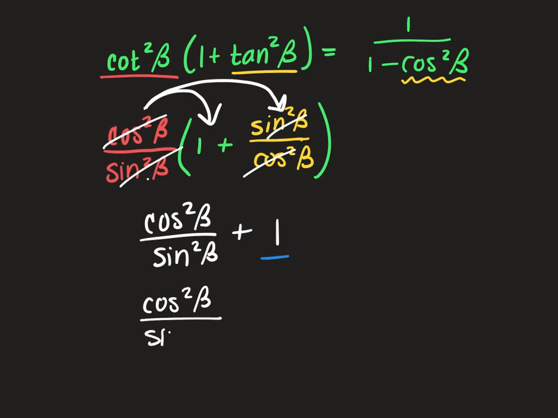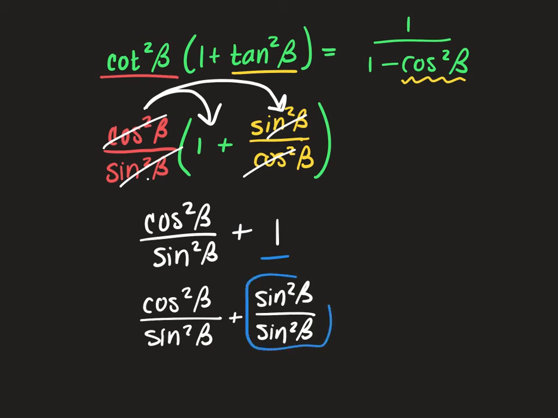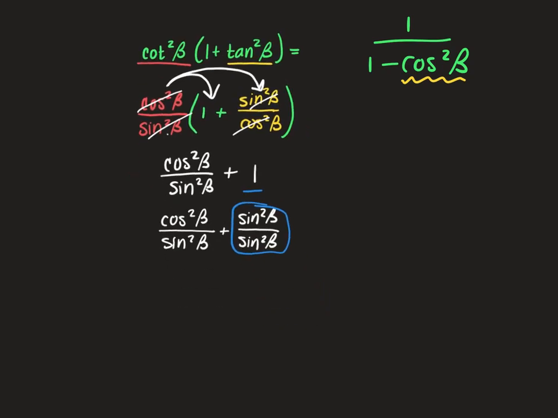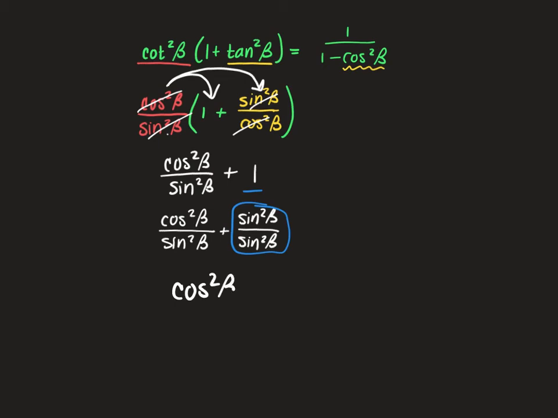Oh, I should have done that in blue. I'm just going to circle it. All right, and then we can combine together. So that is going to become cosine squared plus sine squared over sine squared.